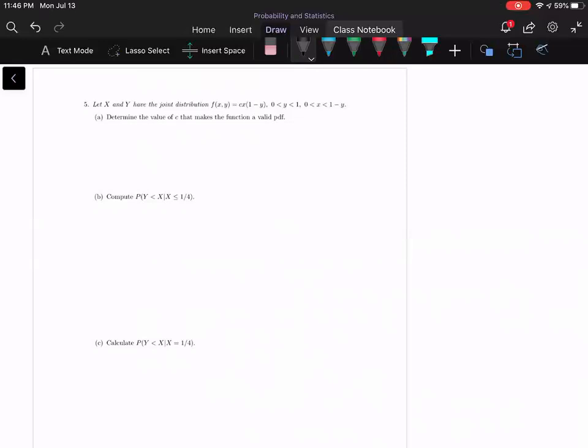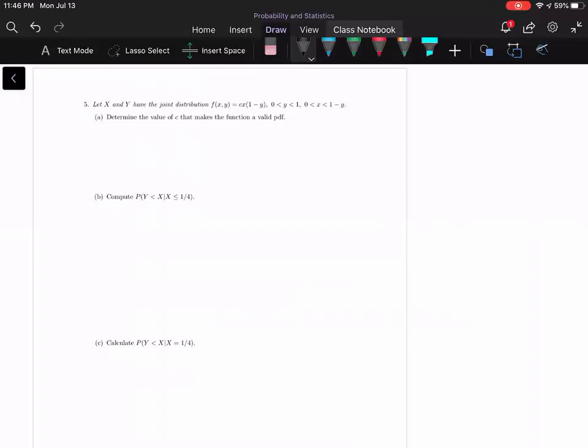We're given a joint PDF, or possible PDF, of f of x y equals c x times 1 minus y, where y is between 0 and 1, and x is between 0 and 1 minus y. So x is dependent on y according to the supports. In part A, we want to determine the value of c that makes the function a valid PDF.